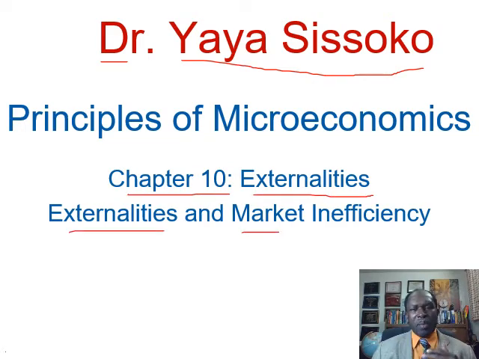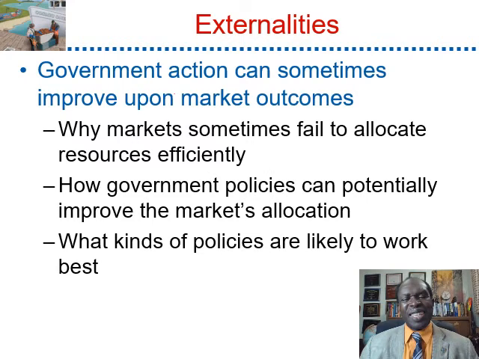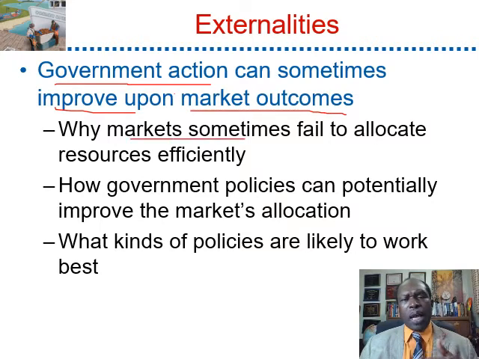Today we're going to talk about Chapter 10, Externalities and Market Inefficiency. Principle number 8 from Chapter 1, out of the 10 principles, says that government action can sometimes improve market outcomes. In this chapter, we're going to talk about why markets sometimes fail to allocate resources efficiently.